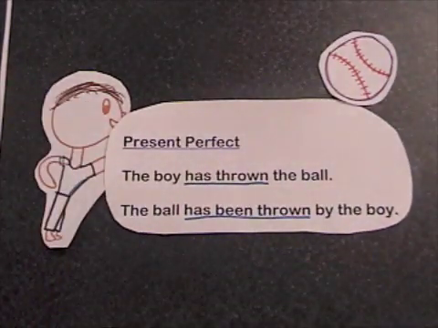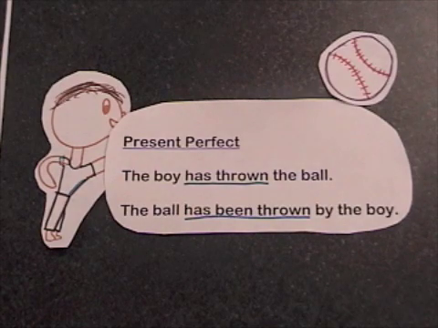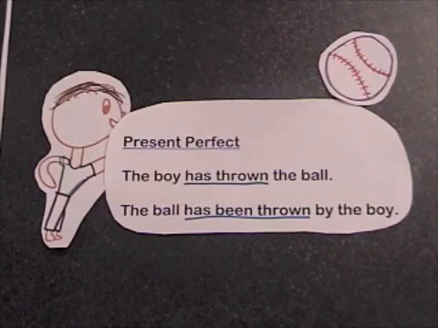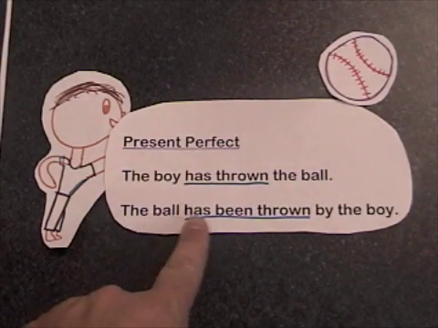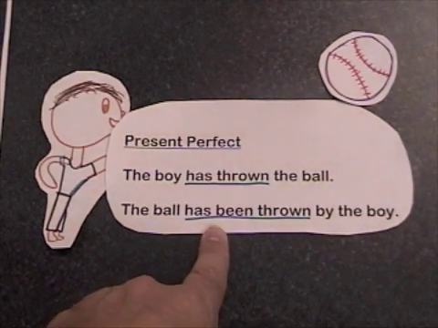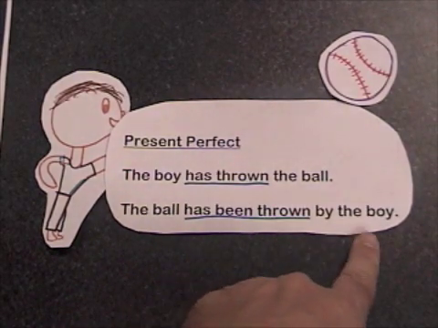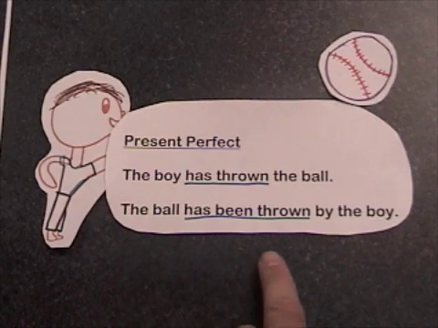And present perfect. The boy has thrown the ball. Has thrown is present perfect tense, so we put our be verb in present perfect tense. The ball has been, we add our past participle, thrown by the boy. The ball has been thrown by the boy.